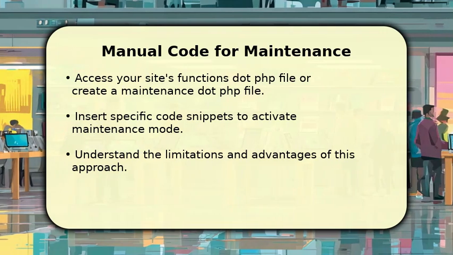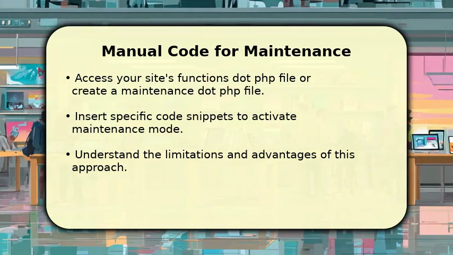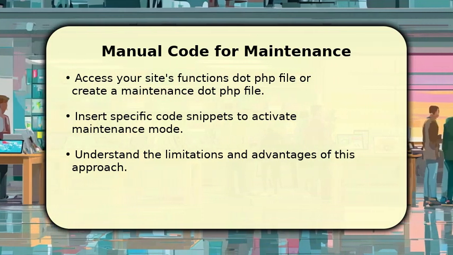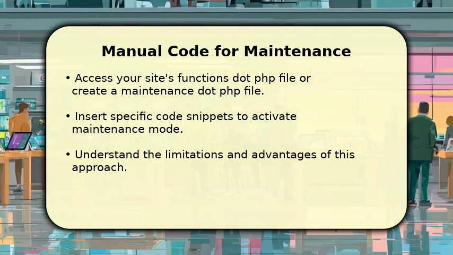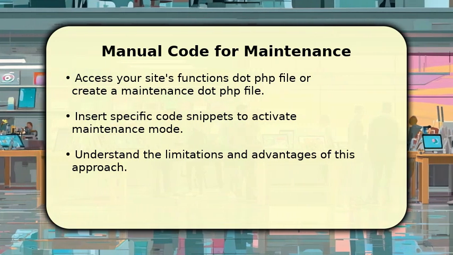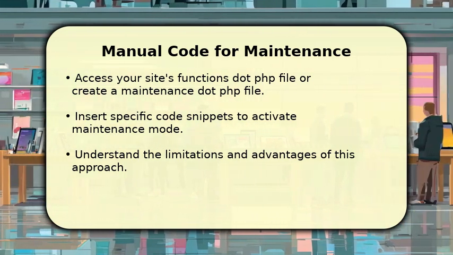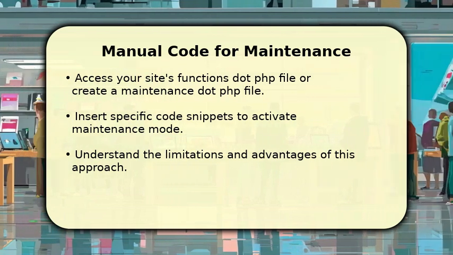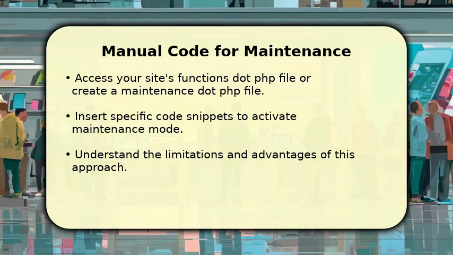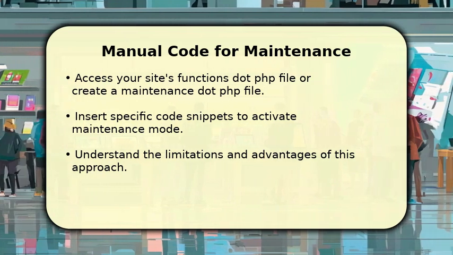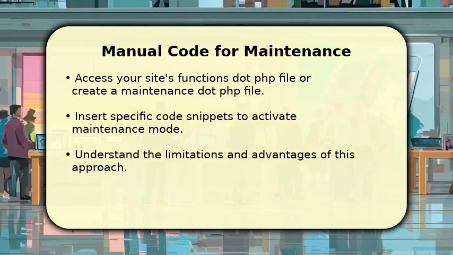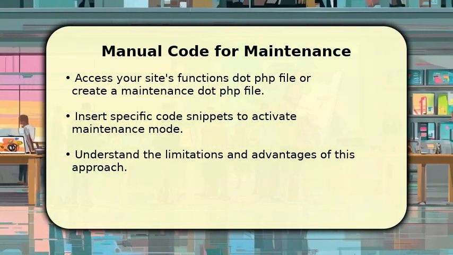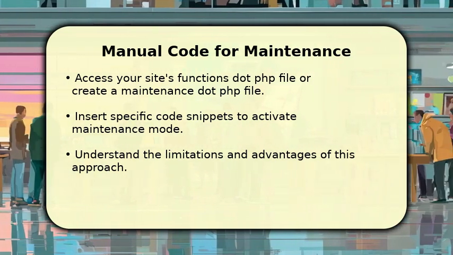For those who prefer a more hands-on approach, you can manually implement an under-construction page using code. This typically involves adding a few lines of code to your theme's functions.php file or creating a maintenance.php file in your root directory. This method gives you complete control over the design and functionality, but it does require a basic understanding of PHP and file editing. Always back up your site before making any direct code changes to prevent issues.